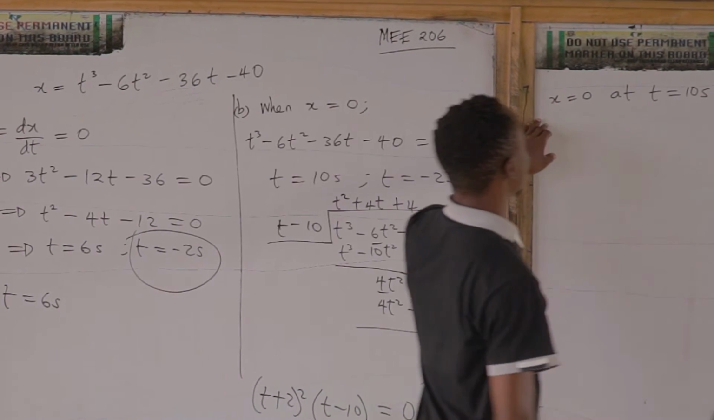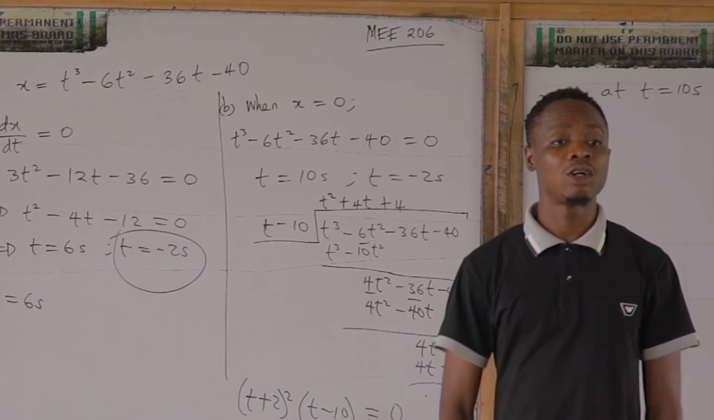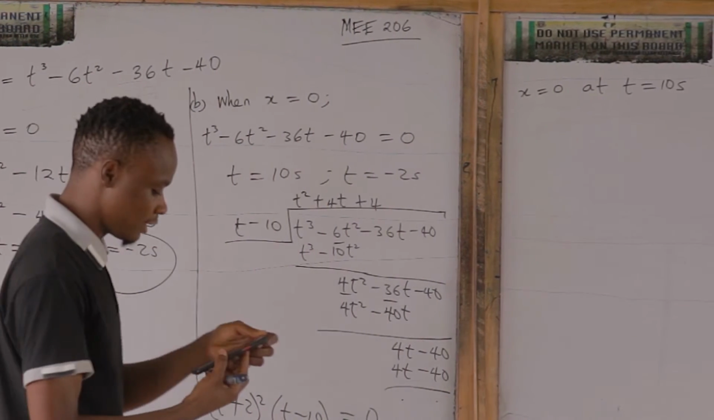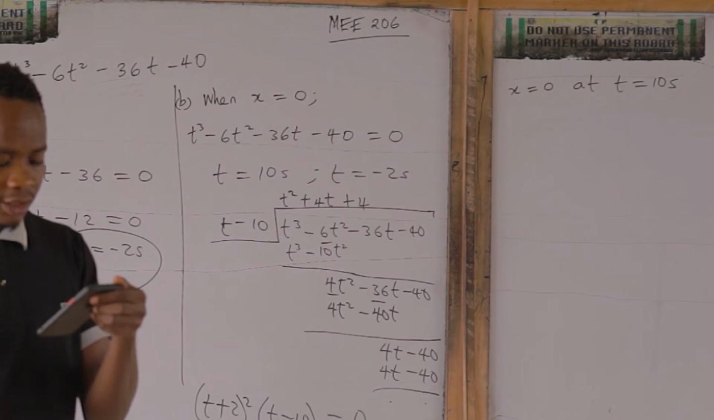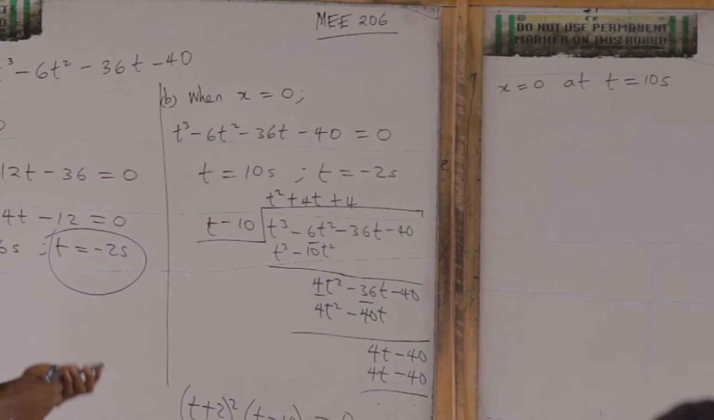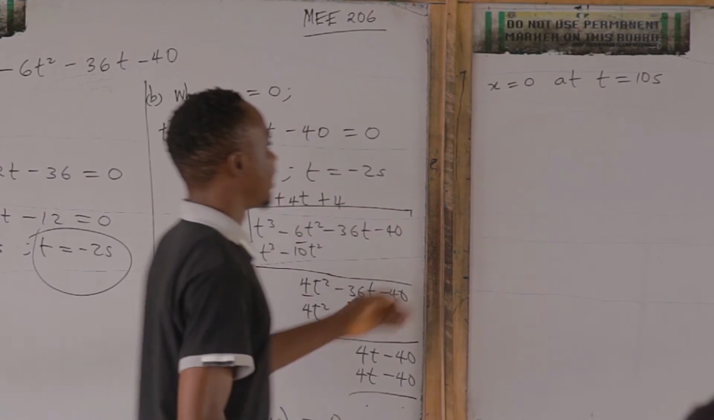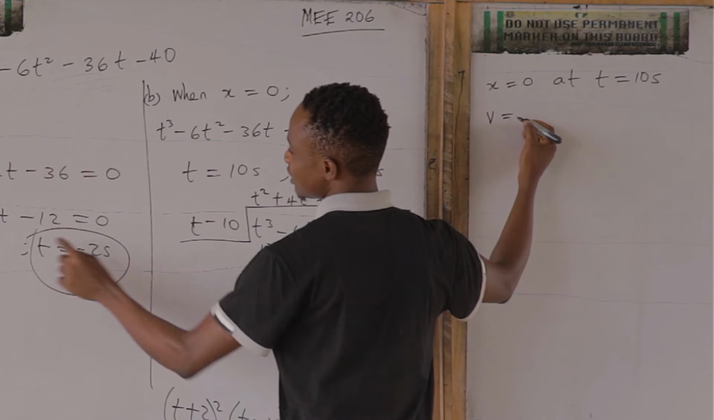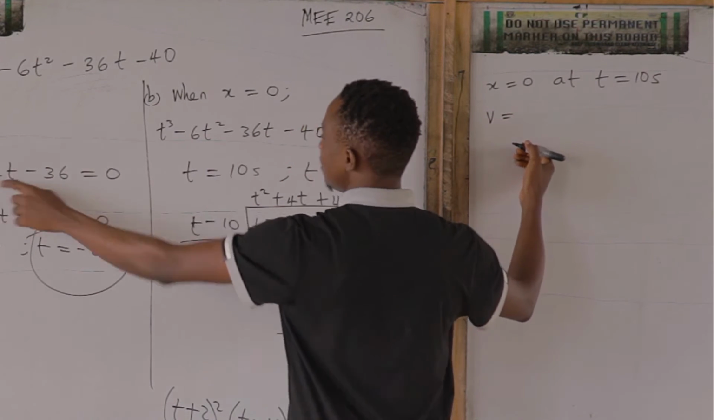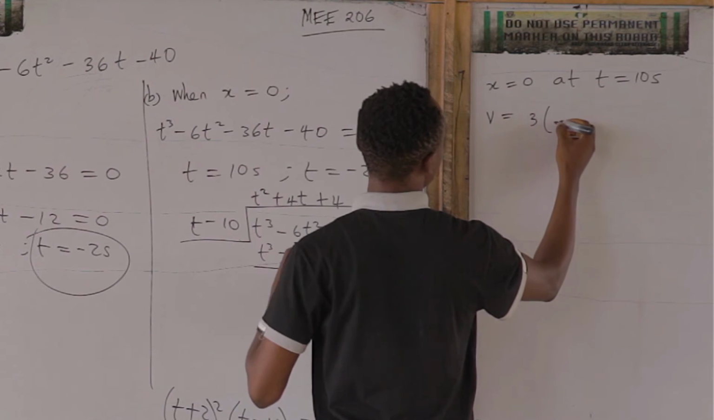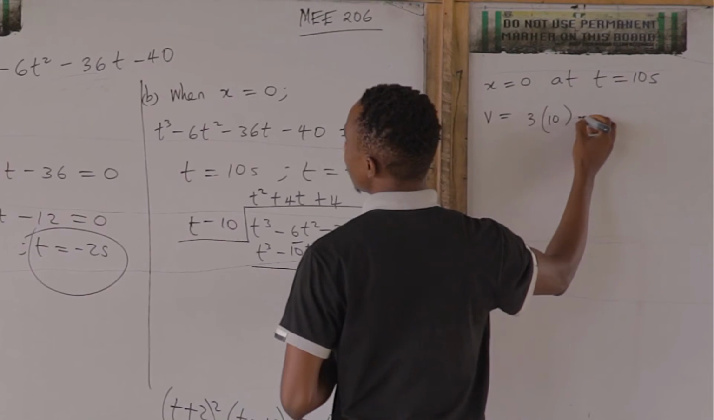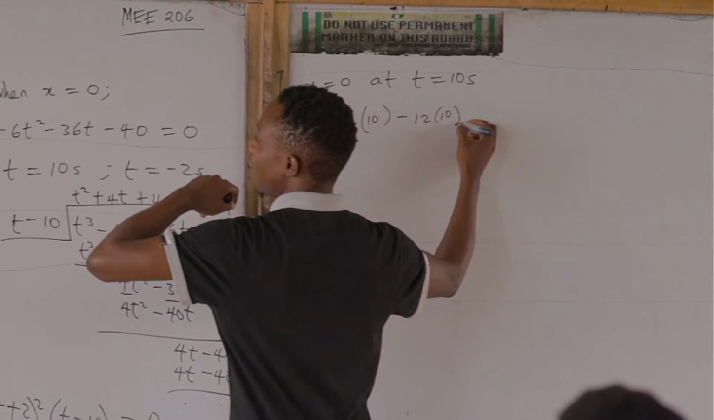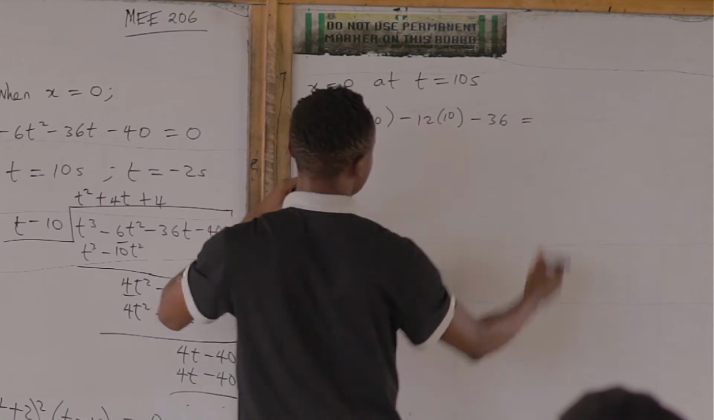So x equal to 0 at t equal to 10 seconds. At t equal to 10 seconds, you can also find the acceleration and the velocity. What are the other things we're going to have to find? We're going to have to find the velocity, the acceleration, and the total distance when x equal to 0. So when x equal to 0, you can find the velocity. v is equal to dx/dt at that time. So our v is this, 3 into 10, is that clear? Minus 12 into 10. I'm using this expression. What does this give us?